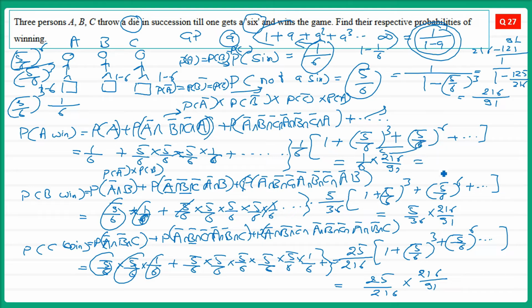Let me write the final values now in order to conclude this solution. The first one is going to be 36 divided by 91. The second one, 30 by 91. The third one is 25 by 91.